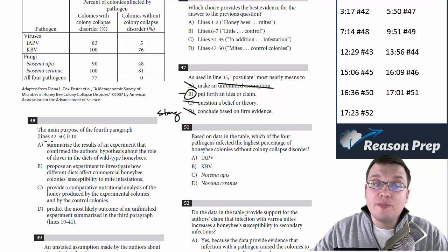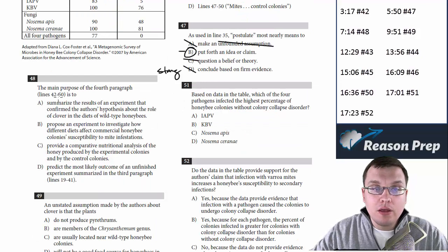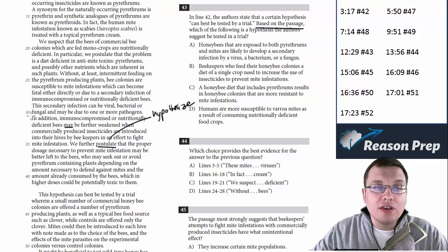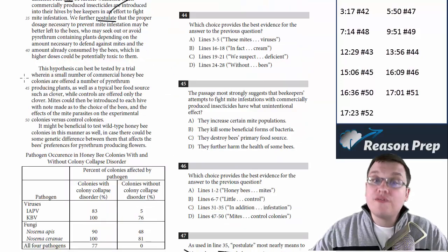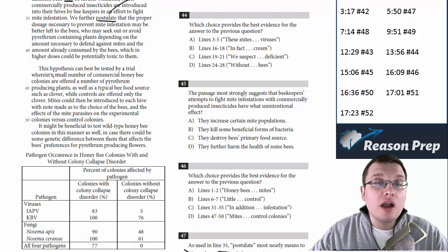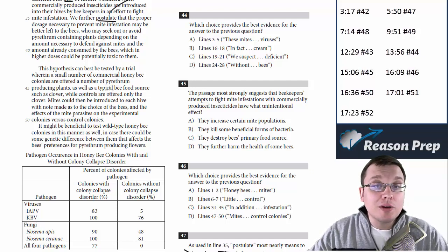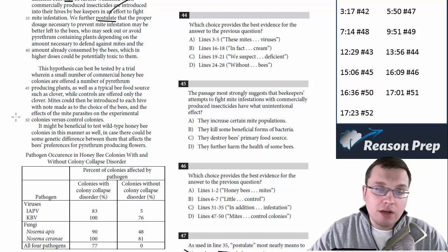Let's do 48. This is about the fourth paragraph. The main purpose of the fourth paragraph is to what? So let's read that and try to find what the purpose is. This hypothesis can best be tested by a trial wherein a small number of commercial honeybee colonies are offered a number of pyrethrum-producing plants, as well as a typical bee food source such as clover, while controls are offered only the clover. Mites could then be introduced to each hive with note made as to the choice of the bees and the effects of the mite parasites on the experimental colonies versus control colonies.